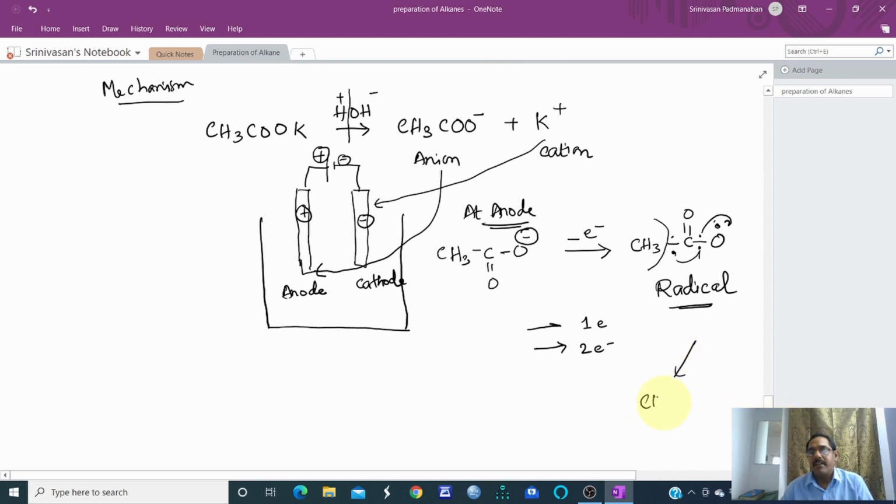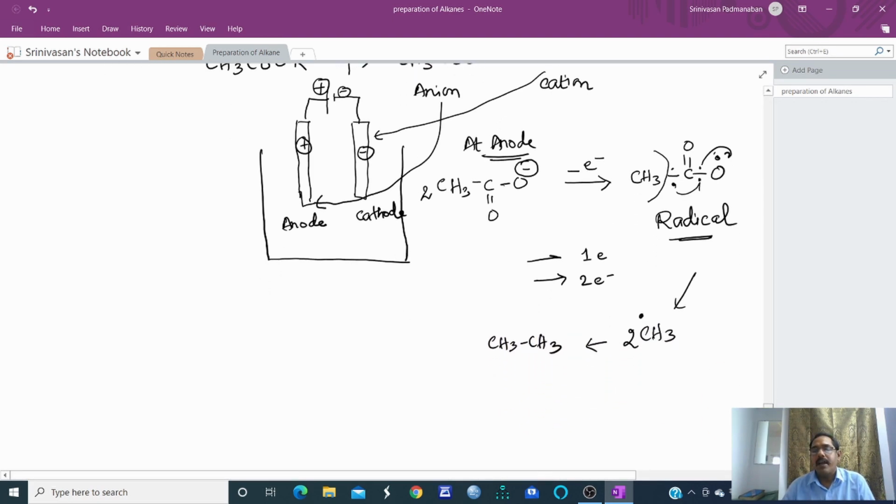So what we have here is only a methyl group with one radical. Since we have taken only one; if you have taken two, two methyl radicals will be formed. Two methyl radicals will be added together and form ethane, which is our product. Okay, so this is what happens at anode.